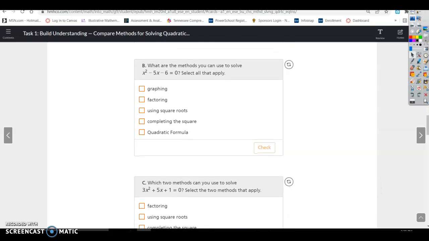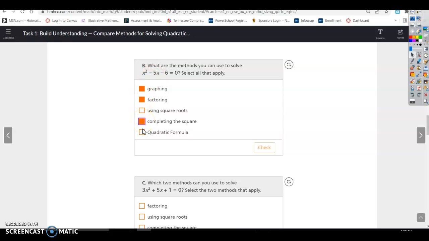All right, so what are the methods you can use to solve this quadratic equation? This one has a middle term, so that means we cannot use the square root on that one. This one, you can use graphing. This one you can factor into two binomials. Remember what multiplies to give you -6 and adds to give you -5.